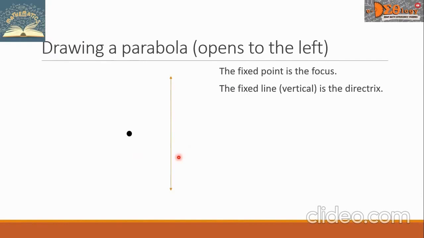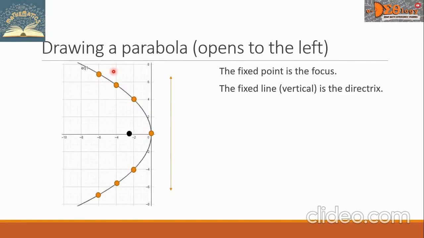Now, let us find some points that satisfy the condition of the parabola. The first point is the one between the focus and the directrix. Let us find two more points. Let us put four more points that satisfy the condition of the parabola. Let us connect these points with a smooth curve, so we have now the parabola.